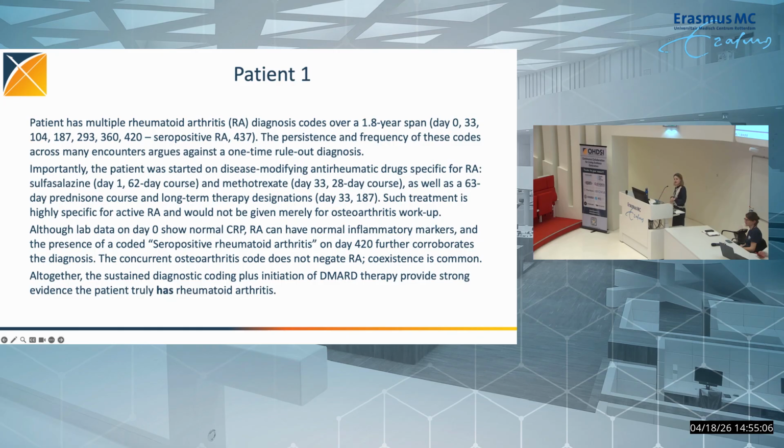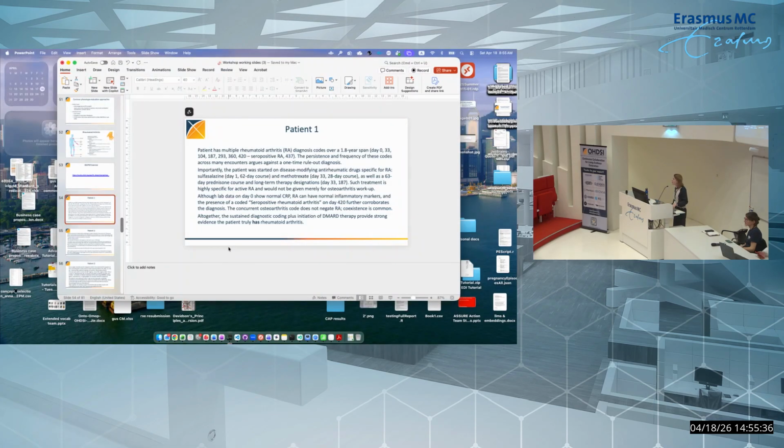It also says that even though the lab test on day 0 shows normal C-reactive protein, rheumatoid arthritis can have normal lab markers. And the fact that this patient had seropositive rheumatoid arthritis on day 420 further corroborates the diagnosis. So the LLM thinks that this patient has rheumatoid arthritis, which aligns with what most of you think. This is patient 1, the patient you just saw.